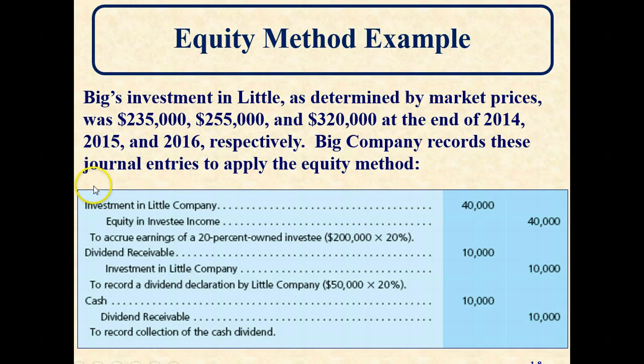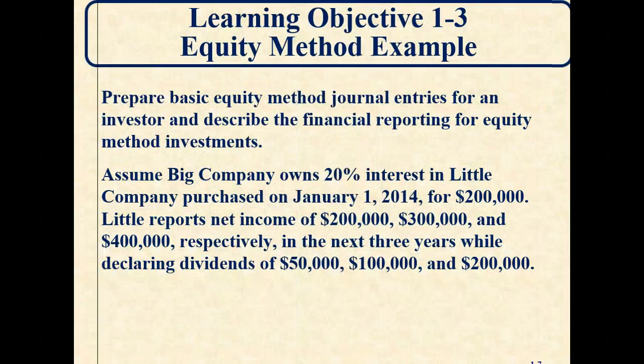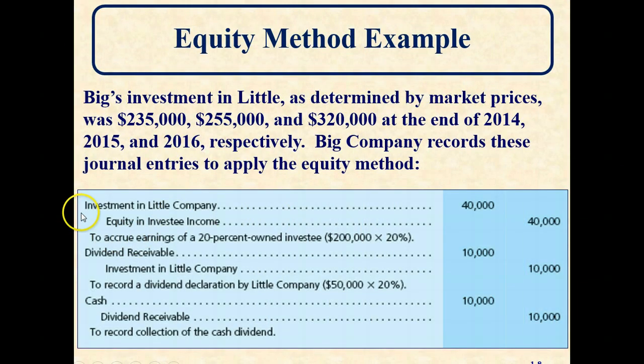So the first thing we would do is, as it relates to the income, the first year they made income of $200,000, we own 20% of it. So the first thing we would do is show a debit to an asset called investment in little company, and we're going to take their income times 20% because we get to show that as an investment in the company. So we debit investment in little company, and this credit is part of our equity section, okay? Our stockholders section. The credit is an equity in investee income for $440,000. So this is an asset. This is part of the equity section on the parent's books. This shows accruing 20% of the income.